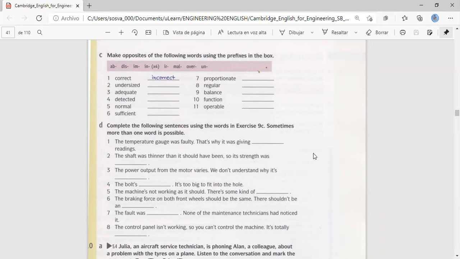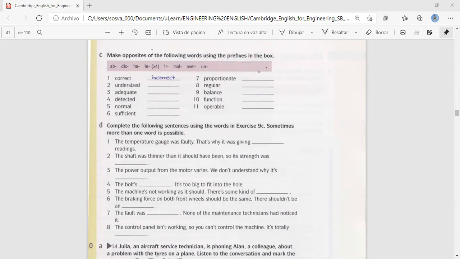Of course they do. So, getting some vocabulary from this story, let's turn the page to letter C. Now it says make opposites of the following words using the prefixes in the box. You might remember that a prefix is something that goes before. Okay, so let's look at the words in here.